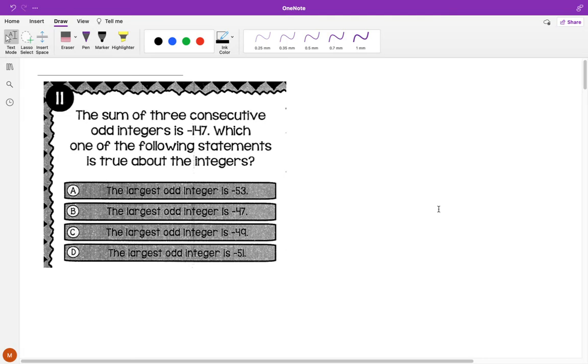All right, so this one would be an exceeding question. I said some of these are exceeding, some of these are not. This one will be exceeding. And to do this one, it might be a little bit harder.